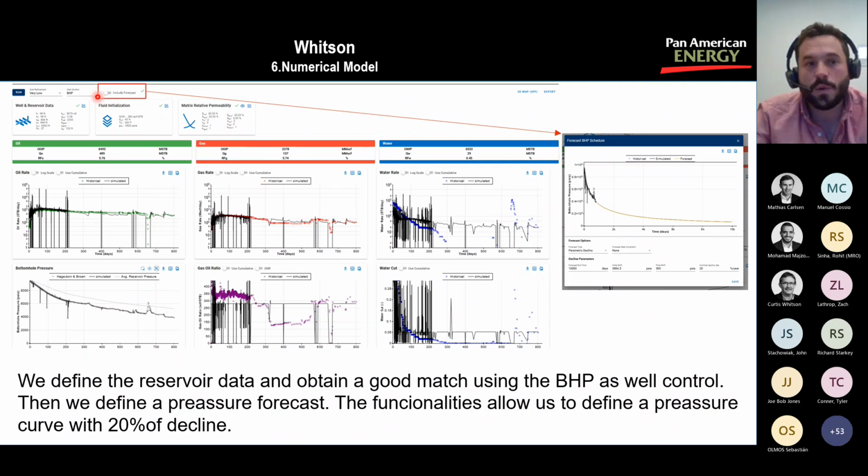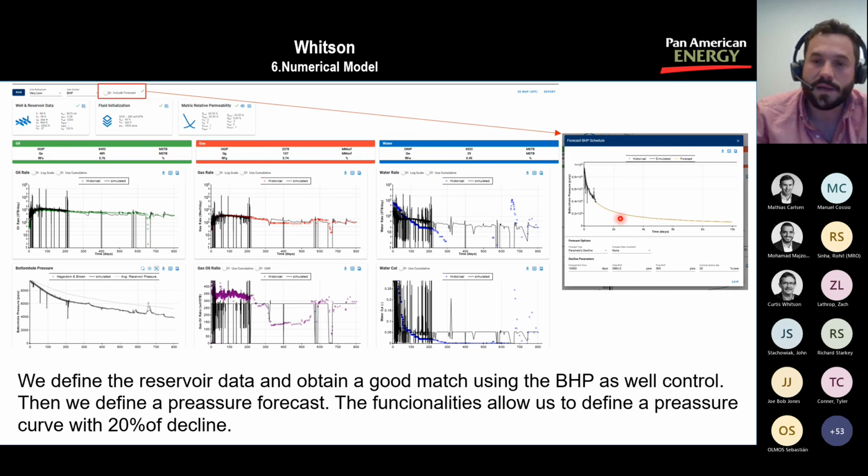We have this using as well control. We like to use the pressure as well control, since our gas rates or oil rates sometimes are not so accurate. So we always like to use it, so we have our pressures compared to the bottom-hole pressures. And after that, using the new capabilities of the software, we use the forecast.